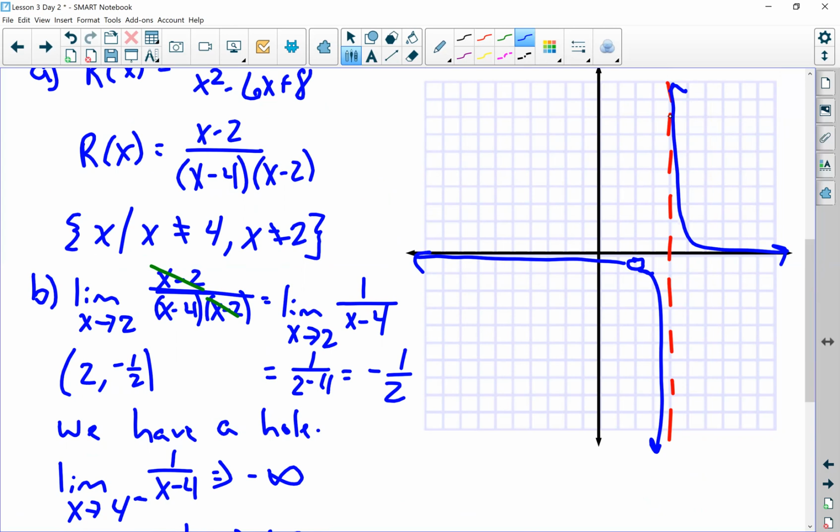I don't think I gave you any like this specifically as homework, but it'd be more like this first part. Where is it continuous and where is it discontinuous?